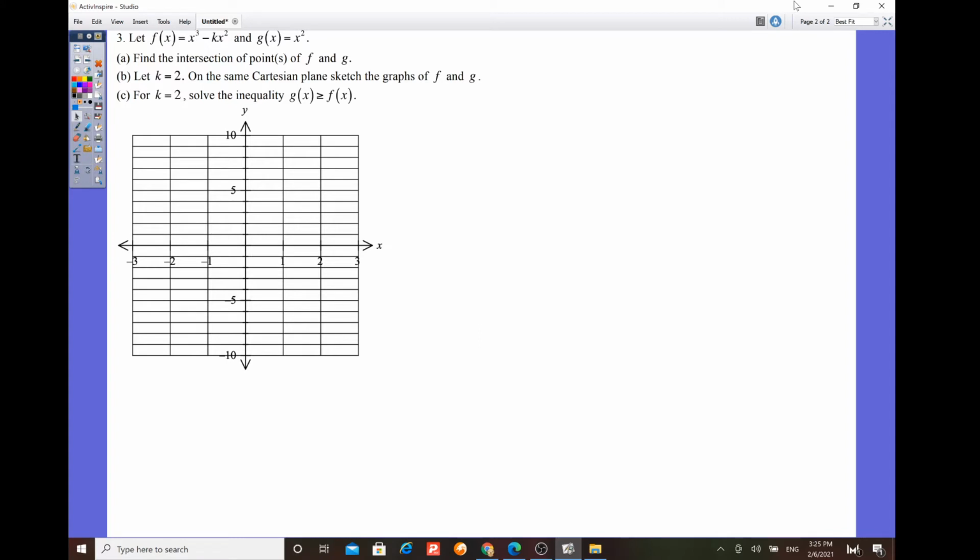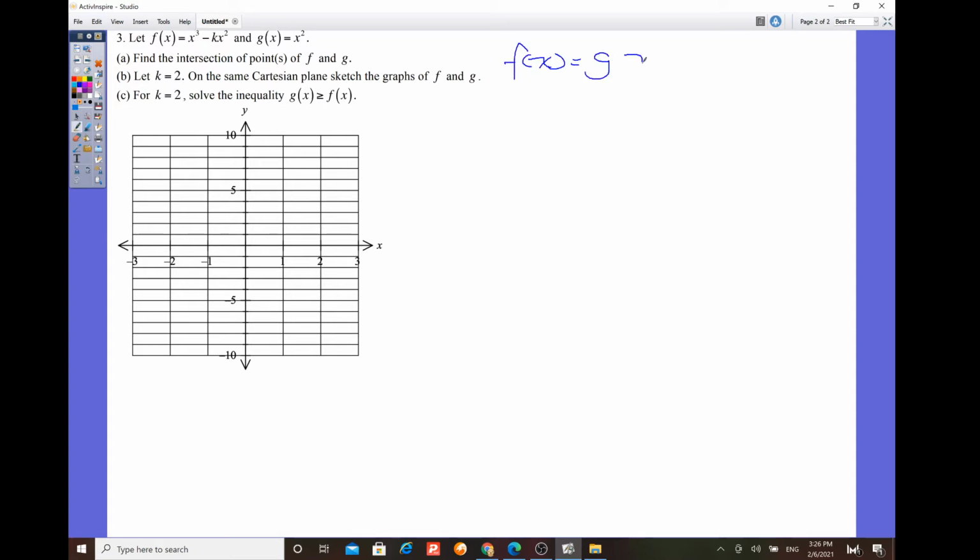So f of x. This one is a little bit abstract. We don't know the value of k, so it's x to the 3rd power minus kx squared. And g of x is a pure quadratic function. Find the points of intersection of f and g. Anytime they want you to find the point where they intersect, the y value has to be exactly the same, and the x value has to be the same as well. So what we can do is set f of x equals g of x.